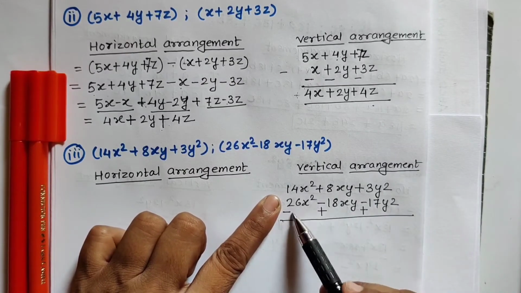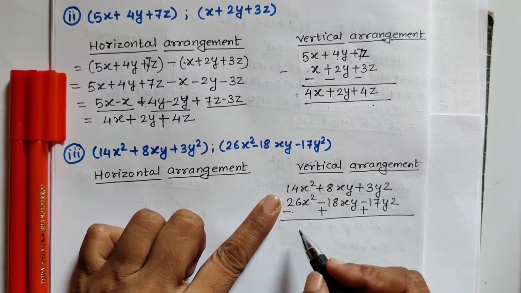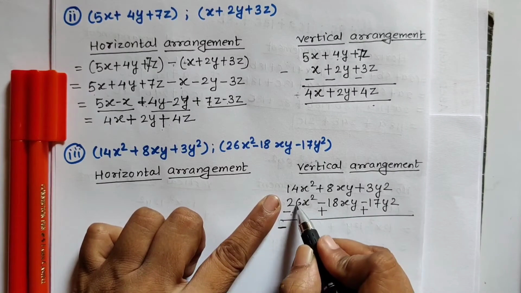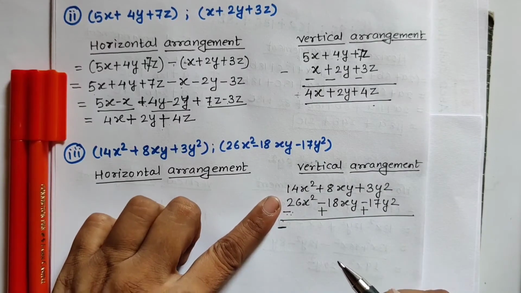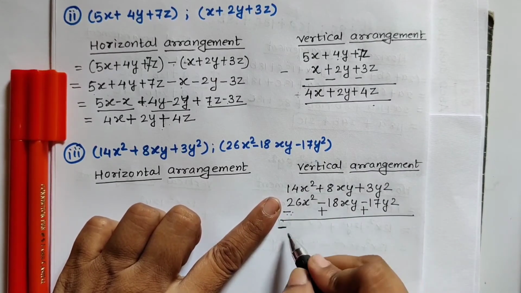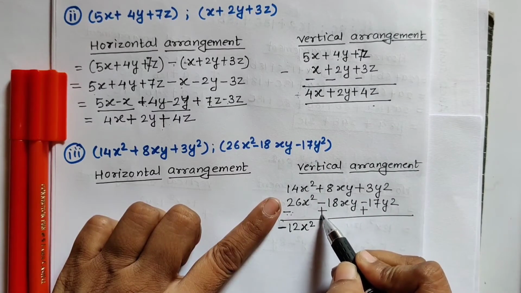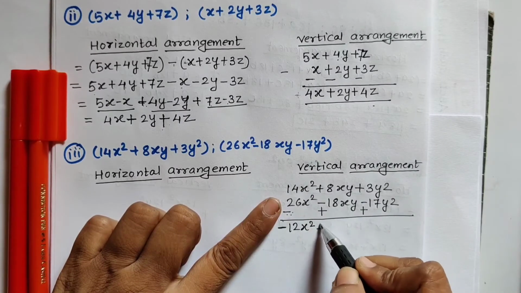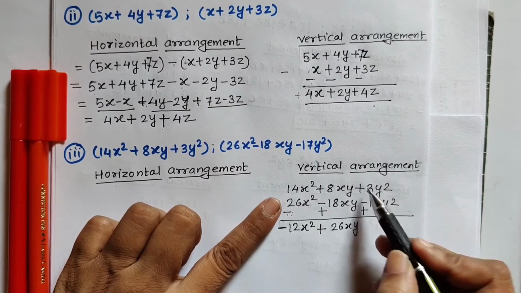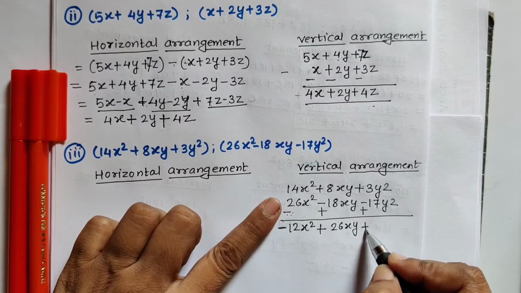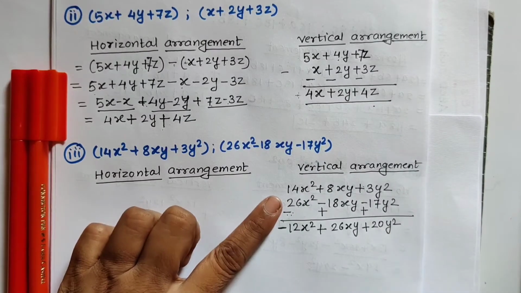Now see, children, plus 14 minus 26, plus minus is minus, sign of the bigger number is 26. 26 sign is minus sign, so put the minus sign in the answer. Now 26 minus 14 is 12x square. Now see this changed sign, plus, plus, plus, plus. 18 plus 8, 26xy. Again plus, plus, plus. The 17 plus 3 is 20y square.